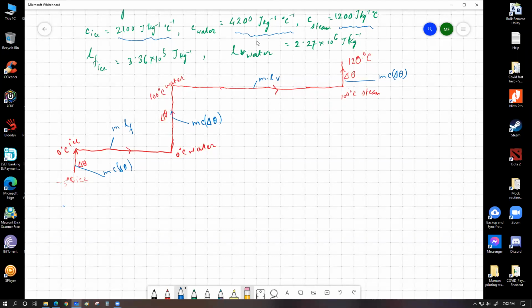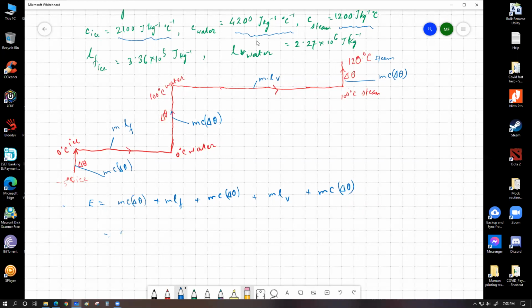Which means I can very well take M common for the total amount of energy. So before I actually show you that, let me write the full detailed form of this energy expression. First, MC delta theta for ice, plus M L_F for melting, plus MC delta theta for water, plus M L_V for boiling, plus MC delta theta for steam. So I'm going to take the M common, or if you don't want to take the M common, you can also multiply the M at every single place.